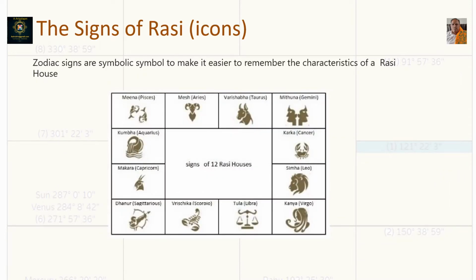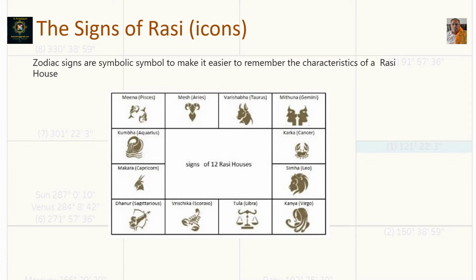Now, in order to identify each Rasi, they have given a symbol, so that we can visualize the symbol and remember them easily, because symbolic representation helps us remember things easily. A picture is worth a thousand words. So here in Mesha Rasi, they have allocated the symbol of the goat.